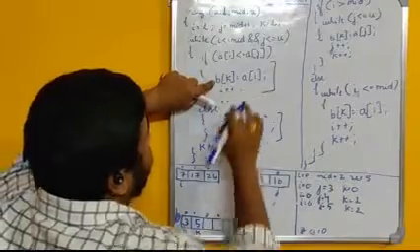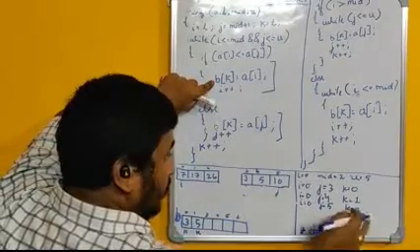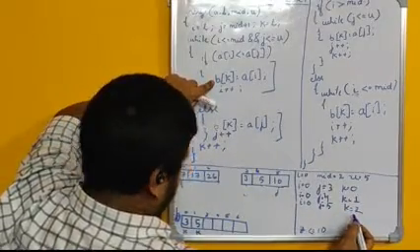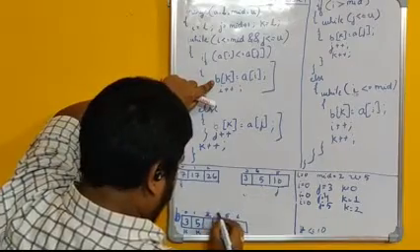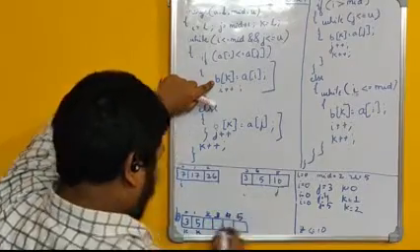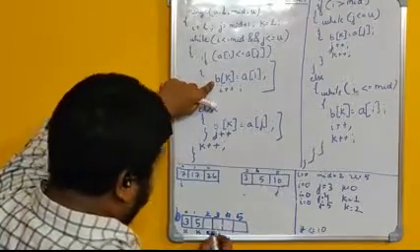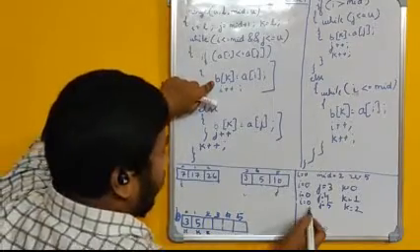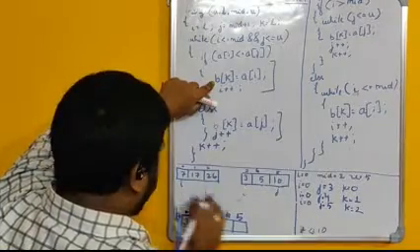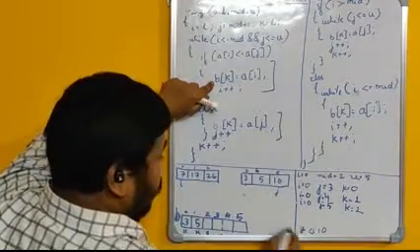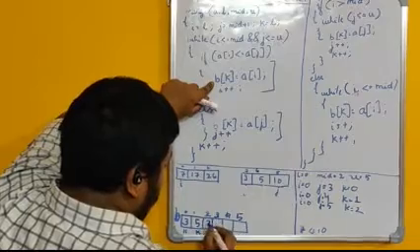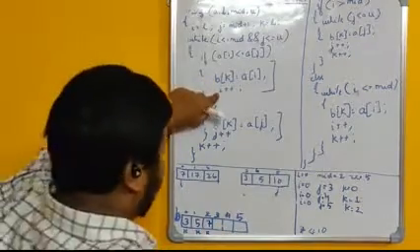So here what happens? B of k is equal to A of I. Now k is 2 here, and k is pointed here. So B of k is equal to A of I. A of I is 7, so 7 will be placed, and I will be incremented.